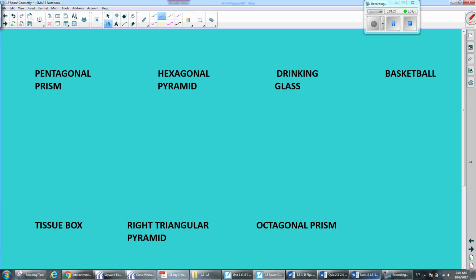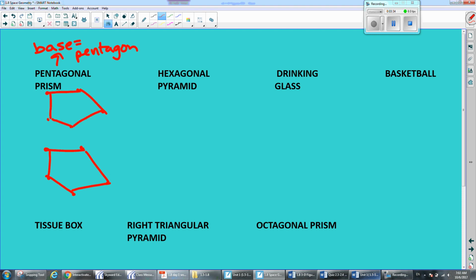Okay, so if it's called a pentagonal prism, that means its base is a pentagon. So if I start with a pentagon, I'll just put 5 dots on there, I'll connect them, there's my 5 sides, that's my base. I'll make that same pentagon on the top here, putting the dots in the same place. Going to connect each dot, each point here to each point.